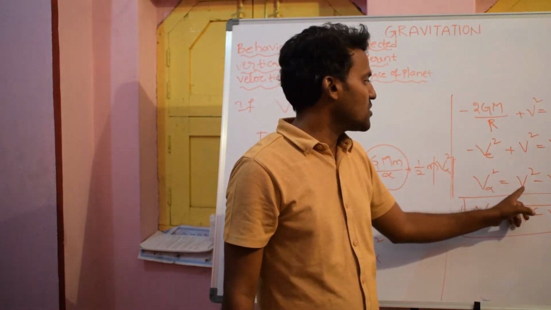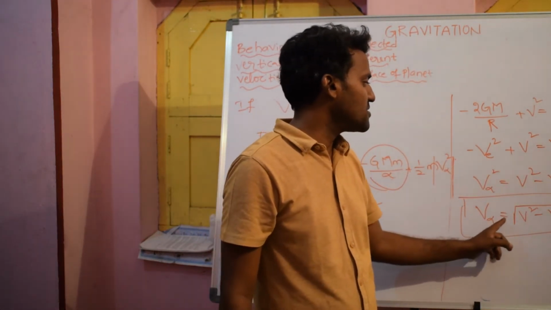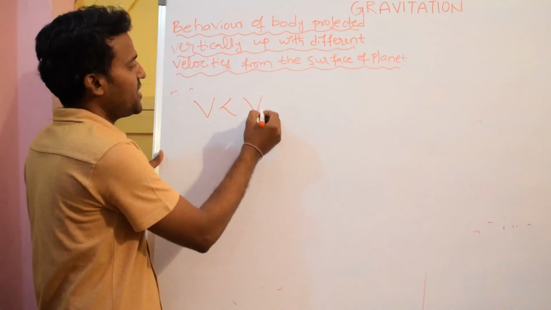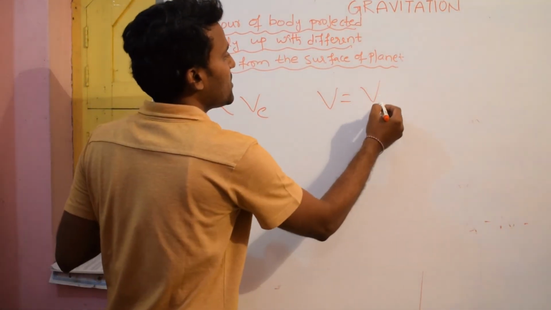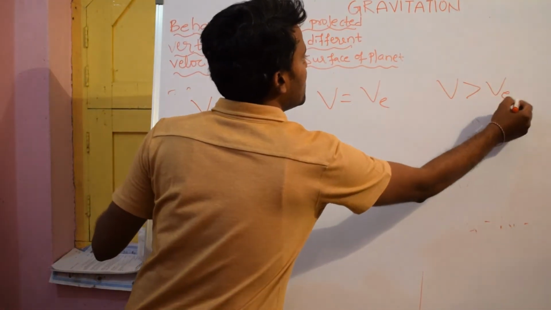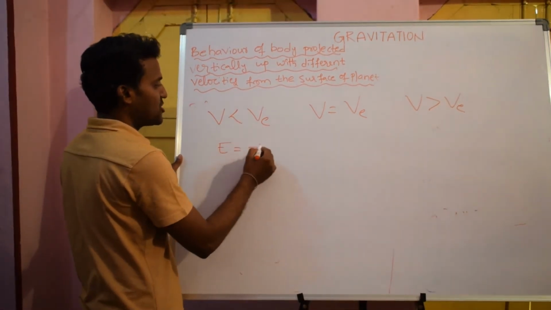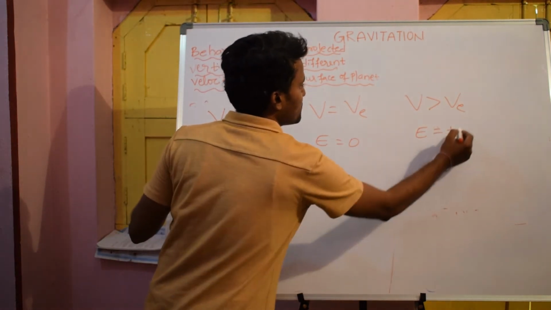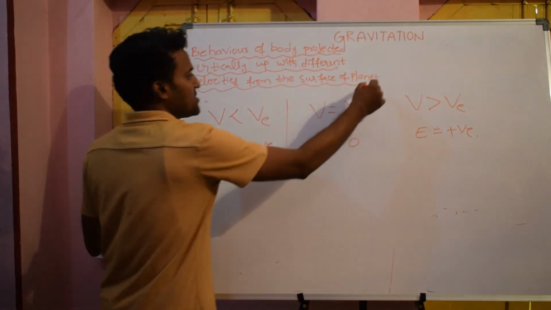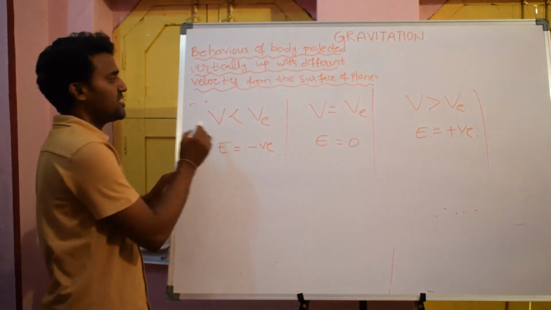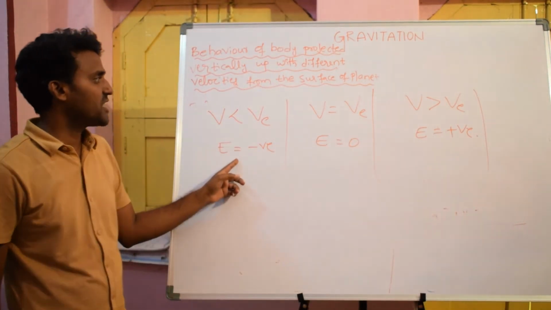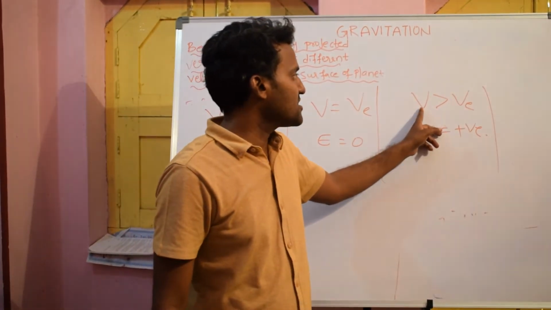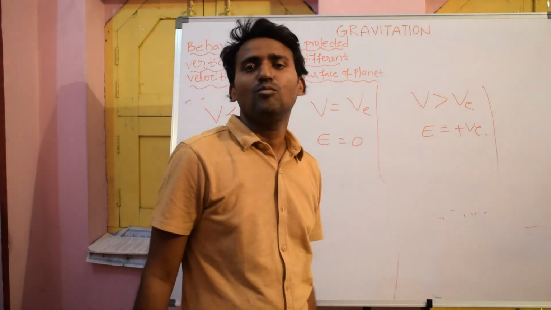Then V infinity squared is equal to v squared minus ve squared. V infinity is equal to the square root of v squared minus ve squared. Now v equal to ve, and v greater than ve. Here energy is negative, here energy is equal to 0, and here energy is positive. In these three situations, when velocity is less than escape velocity, energy is negative. When velocity is equal to escape velocity, energy is 0. When velocity is greater than escape velocity, energy is positive.